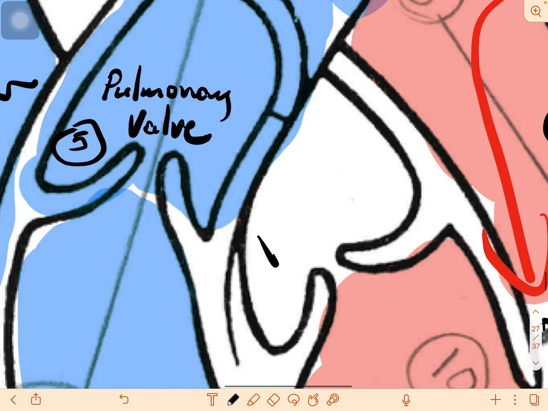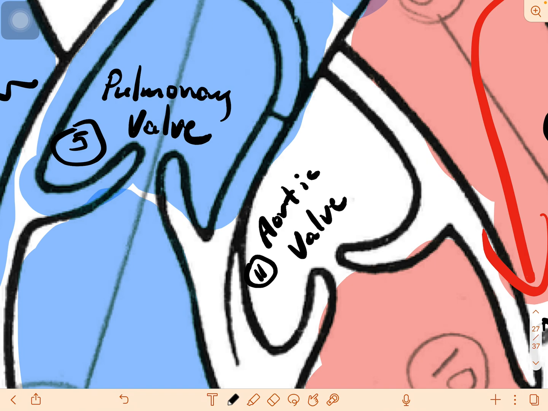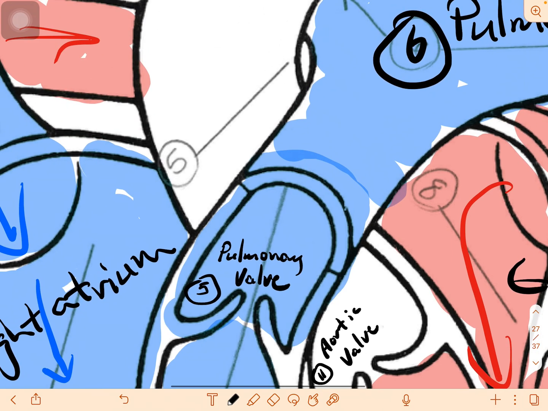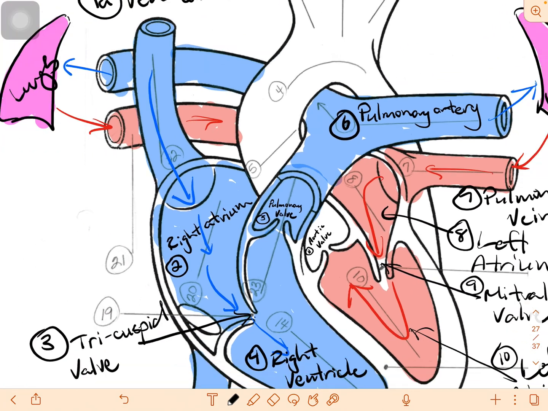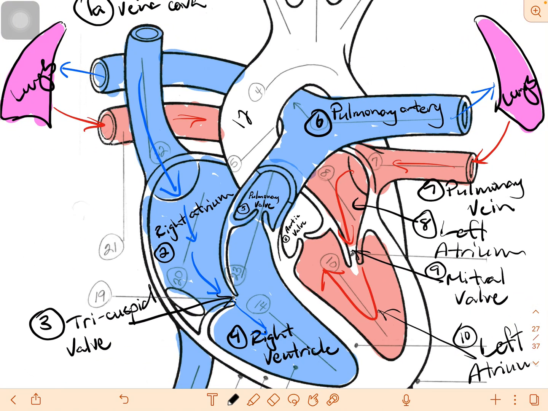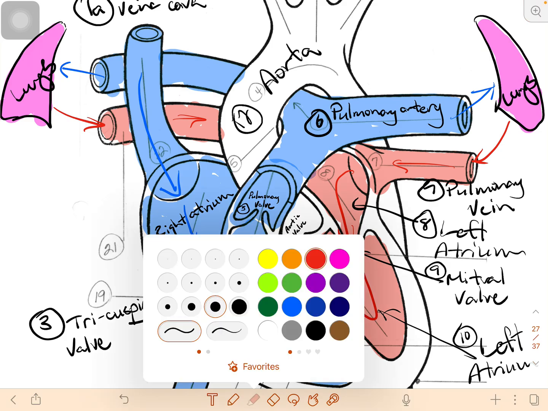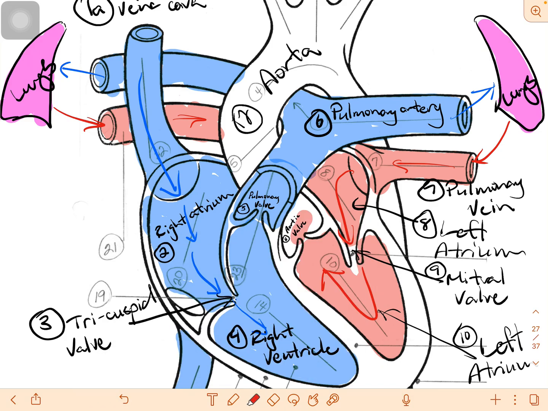Let's zoom in. Aortic valve, and then out into number 12, the aorta. All right. I know that this one got a little small, but you got it.